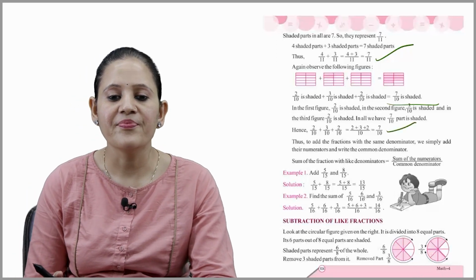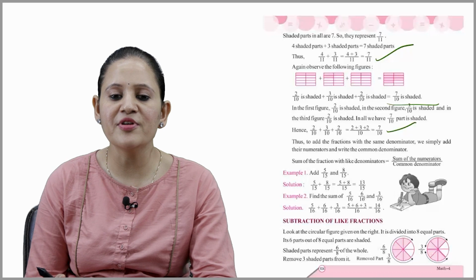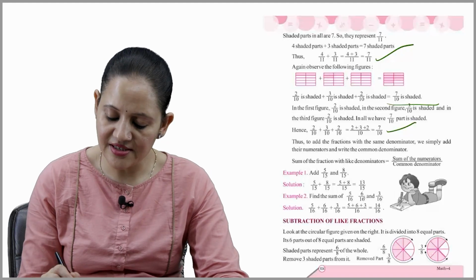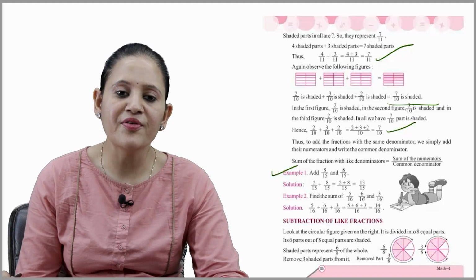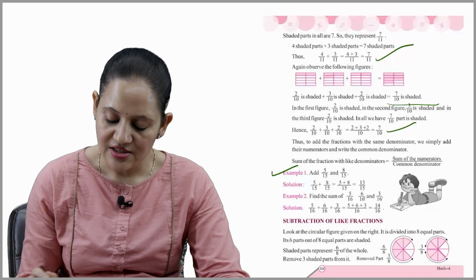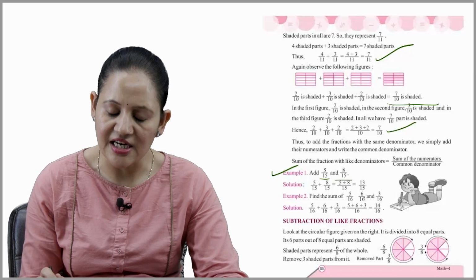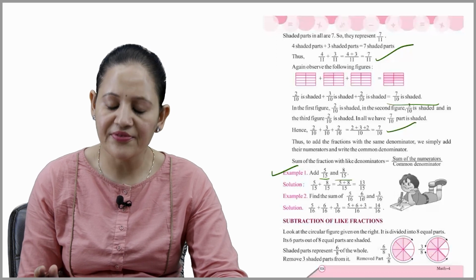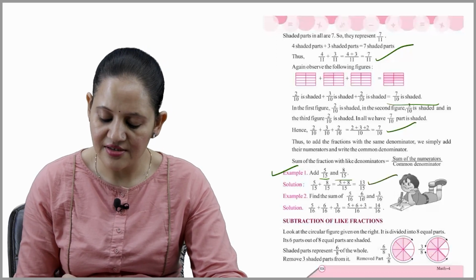Thus, to add the fractions with the same denominator means simply add their numerators and write the common denominator. Sum of the fractions with the like denominator is equal to sum of the numerators upon the common denominator. Clear? Example लेते हैं. Add 5 upon 15 and 8 upon 15. दोनों के denominator same है, that means they are like fractions. Simply we'll add the numerators 5 plus 8 upon 15, that is 13 upon 15.